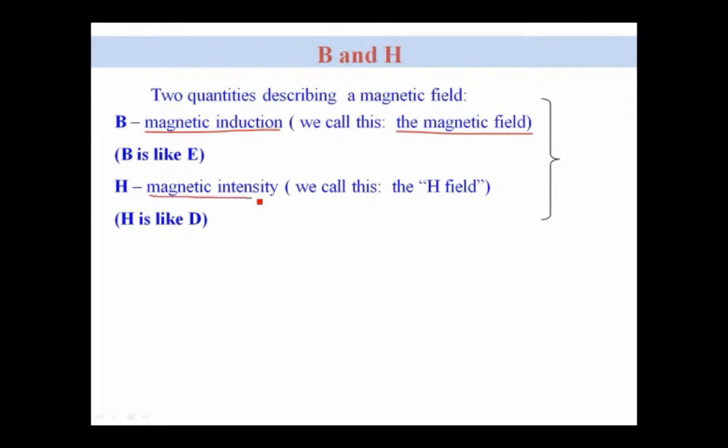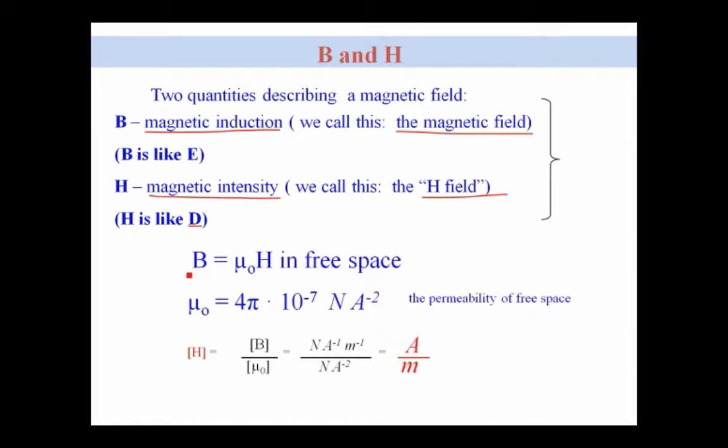H is the magnetic intensity, which we call the H field. H is like the displacement vector. And what that means is that this depends on free charge only. H depends on free currents only. If we look at free space, B is proportional to H, where in free space this proportionality constant is mu0. And that's the same mu0 that we've been using before. I give the magnitude, which is 4 pi times 10 to the minus 7, and the units are newtons per ampere squared. And remember, we called this the permeability of free space.